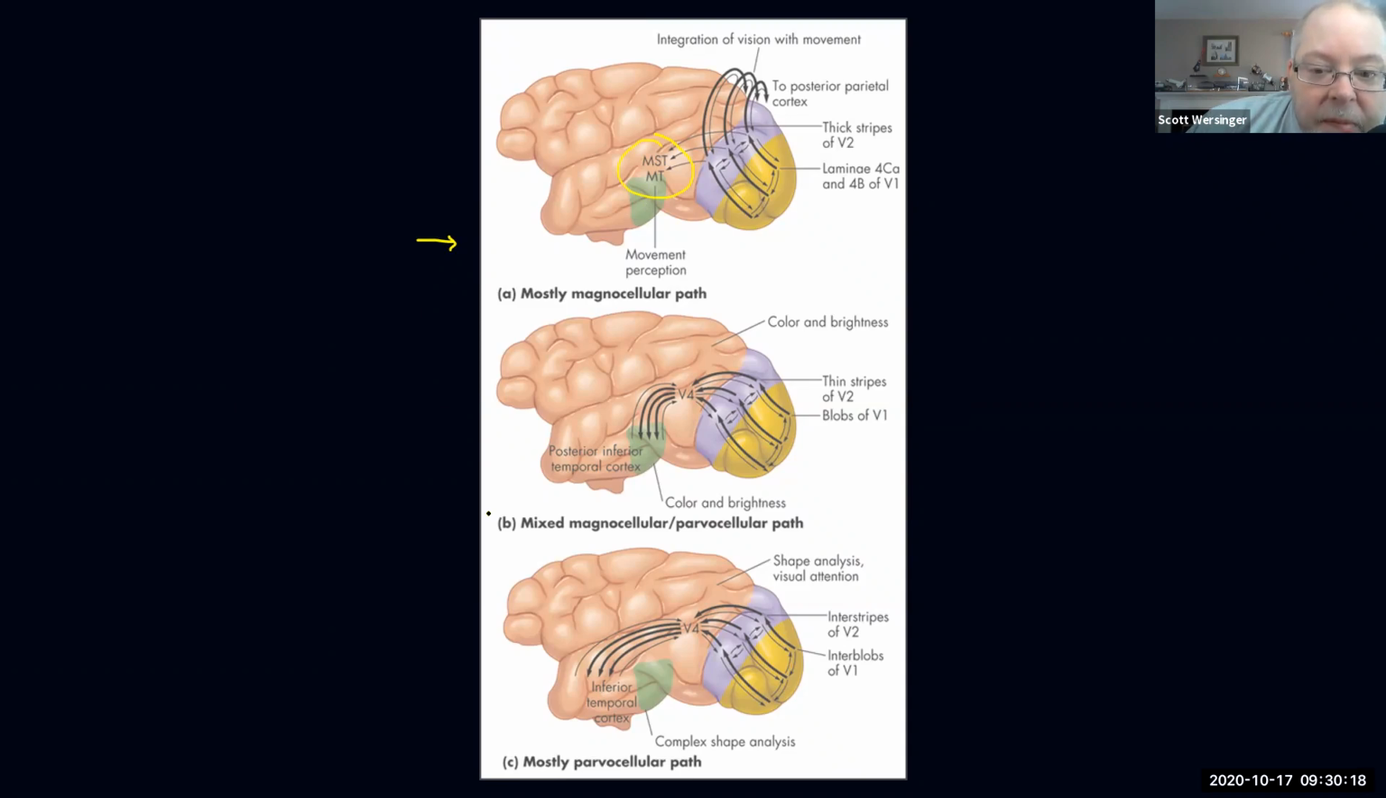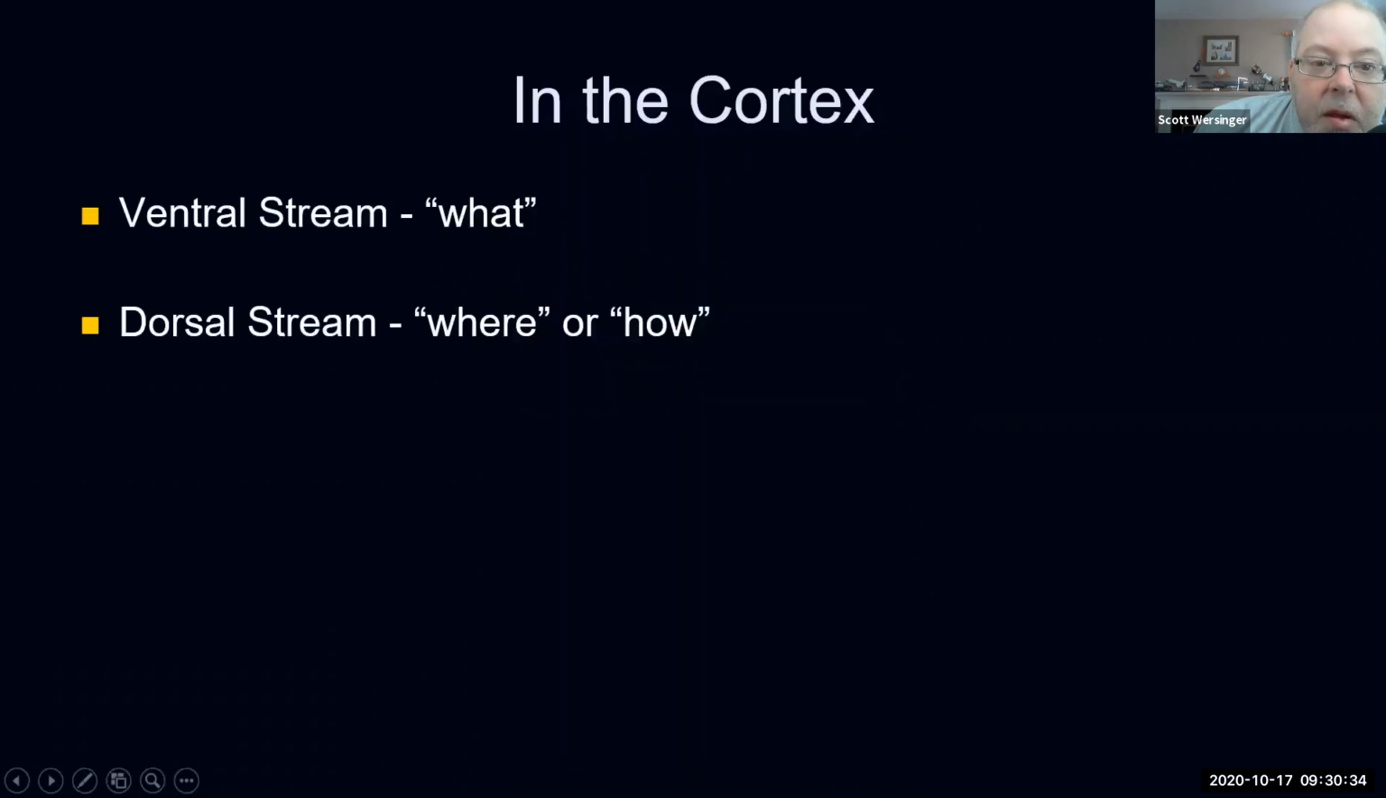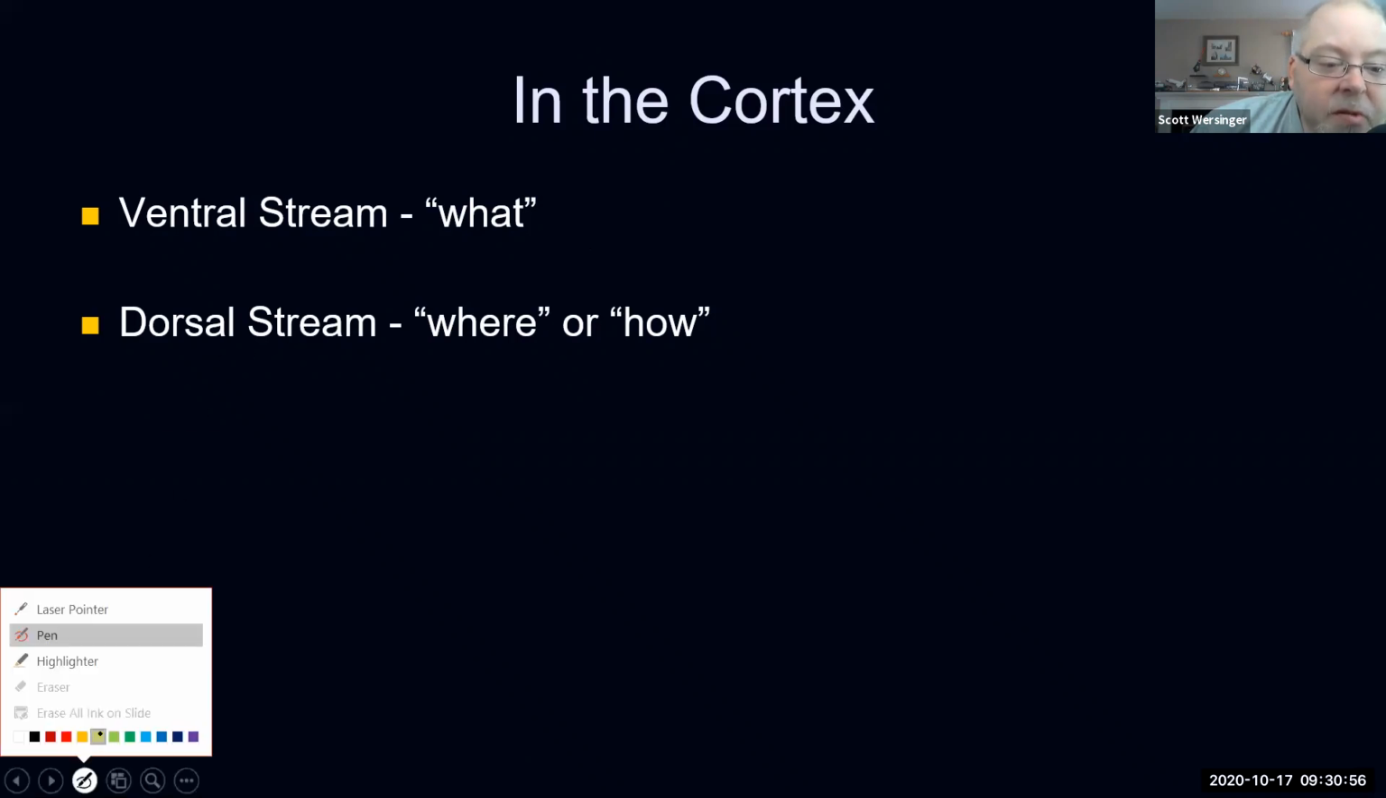All right. We talk about a mixed, again, doing some color. This mostly parvocellular pathway is going to go to several different parts of the brain that are key for complex shape analysis. All right. When we are talking now about leaving the cortex, if we're looking at those pathways leaving, we can separate it into a dorsal stream and a ventral stream.